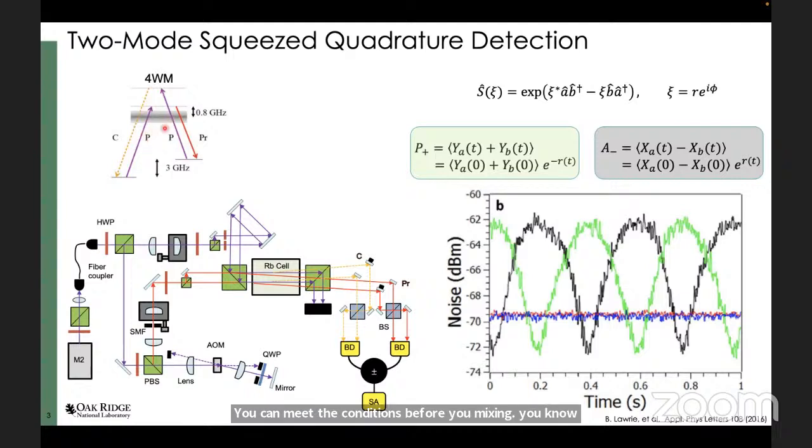This essentially becomes a nonlinear gain medium, and you pump in two photons, you get two photons out, a probe photon and a conjugate photon. And these photons are twin beams, meaning that they're entangled. And also they generate squeezing between the sum or difference of their quadratures, either their amplitude or phase, respectively.